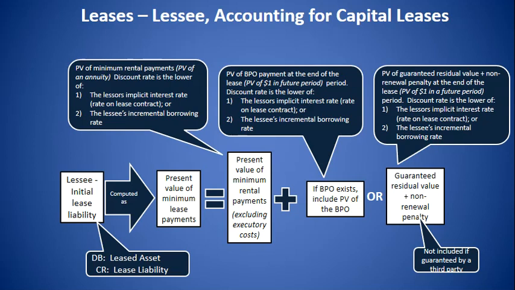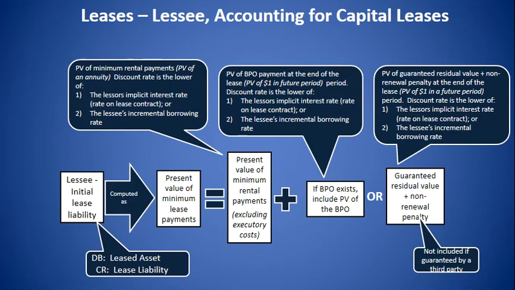And what that means is if the BPO exists, we need to include the present value of the BPO. If the BPO exists, then we ignore the guaranteed residual value and non-renewal penalty. On the other hand, if the BPO does not exist, we will need to consider if there's any guaranteed residual value or non-renewal penalty.